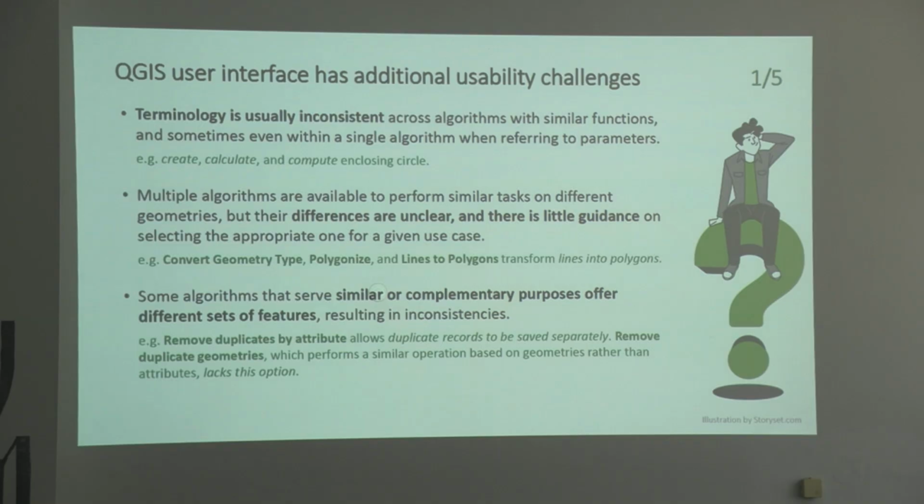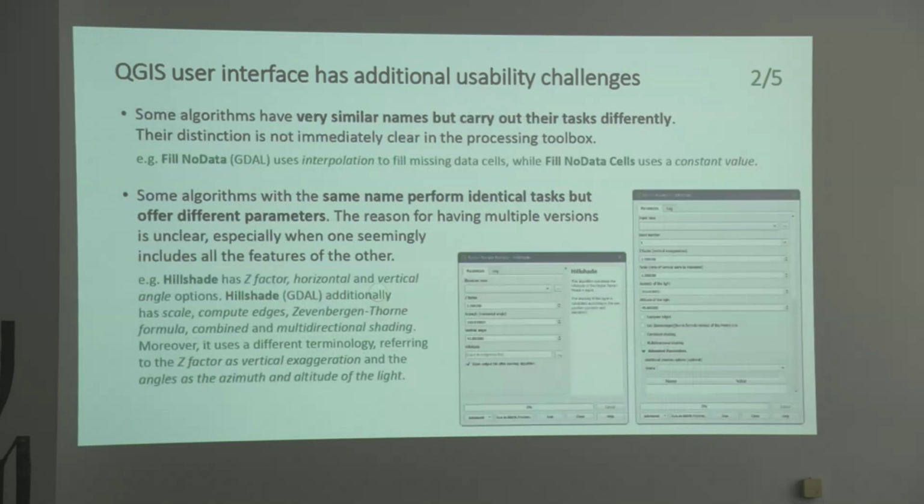Some algorithms serve similar or complementary purposes, but they offer different sets of features. For example, remove duplicates by attribute allows you to save the duplicate records in a file, which can be quite handy. The remove duplicate geometries algorithm performs the same operation, but using geometries instead of attributes, and lacks this feature, for no reason. Some algorithms have very similar names but carry out their task differently.